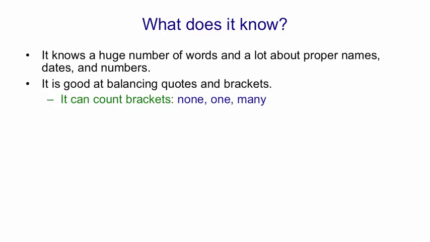It's good at balancing quotes and brackets, and in fact it can actually count brackets. If you give it no opening brackets, it's very unlikely to produce a closing bracket. If you give it one opening bracket, it's quite likely to produce a closing bracket in the next 20 characters or so. If you give it 2 opening brackets, it'll produce a closing bracket very quickly. Giving it 3 doesn't seem to make it any faster.